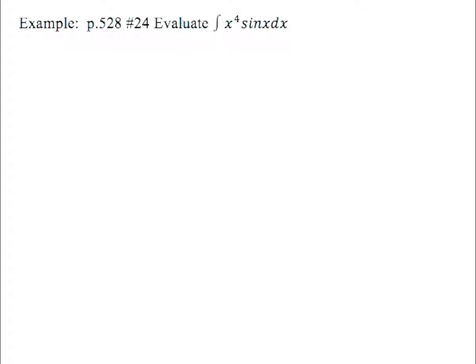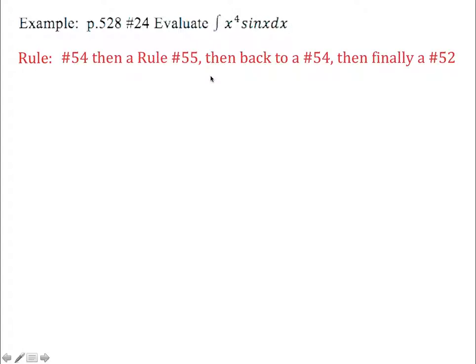For 24, we can evaluate the integral of x to the 4th sine of x. Again, we could do an integration by parts here, but it would take us 4 times to reduce the power on that x to the 4th. That's why we're going to use the tables, because doing integration by parts that many times just becomes too time consuming. Looking in our tables, we have to look for a rule that fits this pattern.